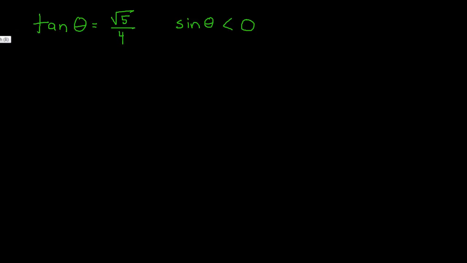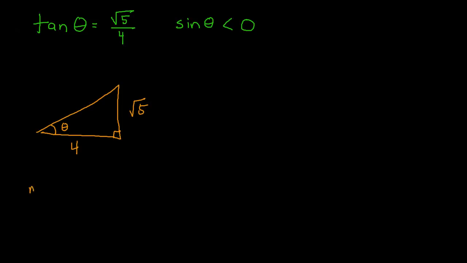All right, this one is tangent. So this time we are told that tangent is radical 5 over 4, and we are told that sine is less than 0. All right, so the first thing I'm going to do is I'm going to draw my triangle. Here's theta. And I know that by definition, tangent is the opposite over the adjacent. So radical 5 is the opposite, 4 is the adjacent. Now, I do need to find the hypotenuse, but that's easy.